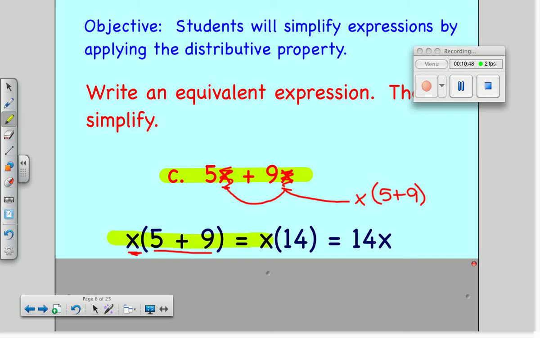What does that equal now? 5 plus 9 is 14. 14 times x is 14x. That's why I said in the beginning you could just add 5 plus 9 and get 14 for 14x. Because they both have an x with them, you can combine them. They are like terms. Okay?